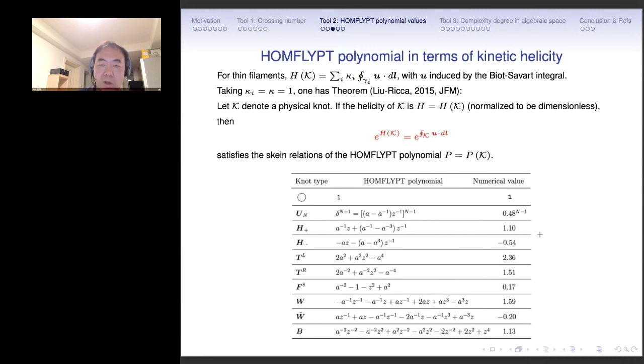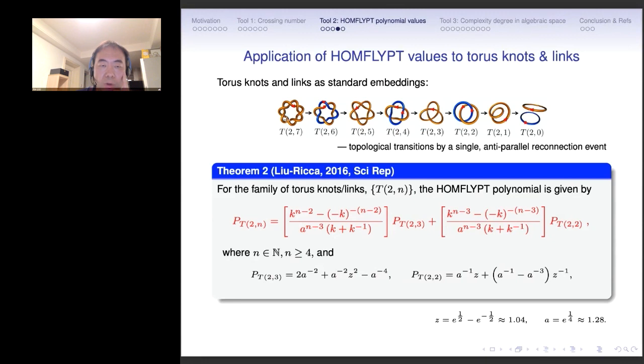All right, here I ignore the proof of this theorem, and only cite some direct results. For the left-handed trefoil and right-handed trefoil, we have those HOMFLYPT polynomials. The third column gives numerical values for those polynomials by substituting A equal to something, Z equal to something. Then we move to the torus links, that is the sequence obtained by Mario and Javier and others, right?